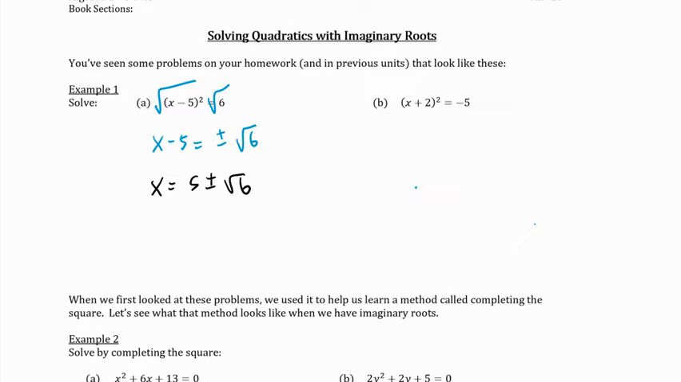On B, I'll take the square root of both sides. This time I'm going to get imaginary because there's a negative under the radical. So x plus 2 is equal to plus or minus i root 5. So x is equal to negative 2 plus or minus i root 5.